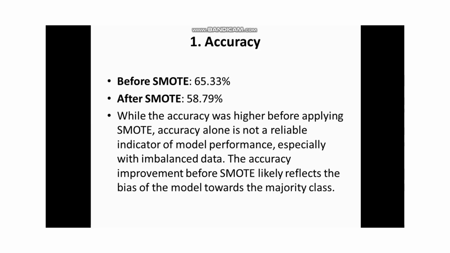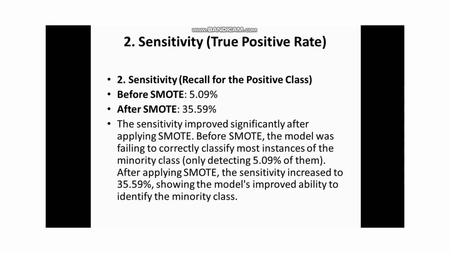For accuracy, before SMOTE we're having 65.33%. After SMOTE we're having 58.79%. So while the accuracy was higher before applying SMOTE, accuracy alone is not a reliable indicator of model performance, especially with imbalanced data. The higher accuracy before SMOTE likely reflects the bias of the model towards the majority class.